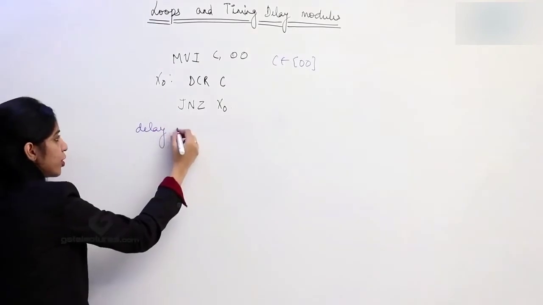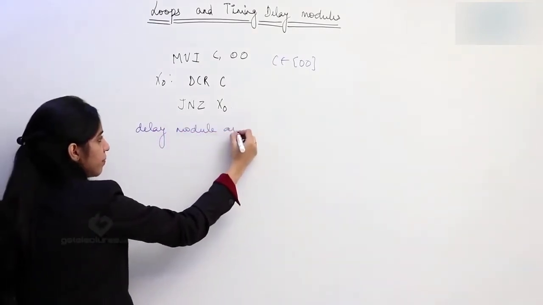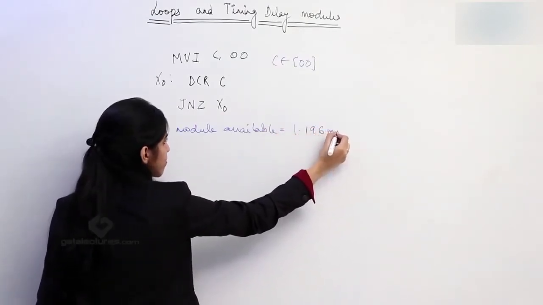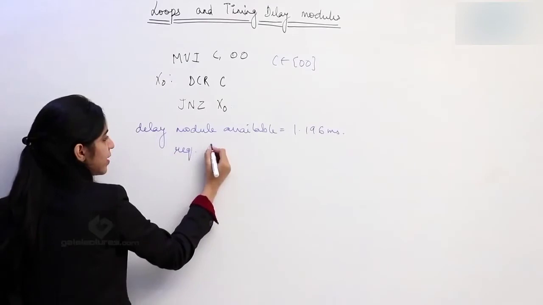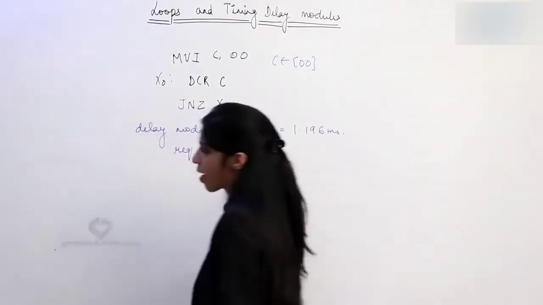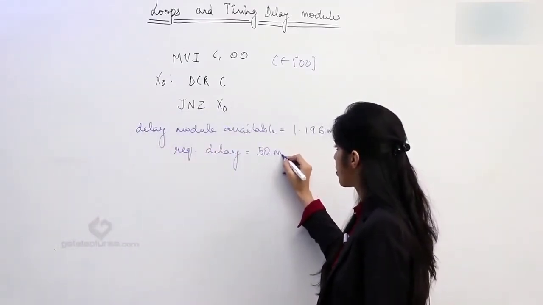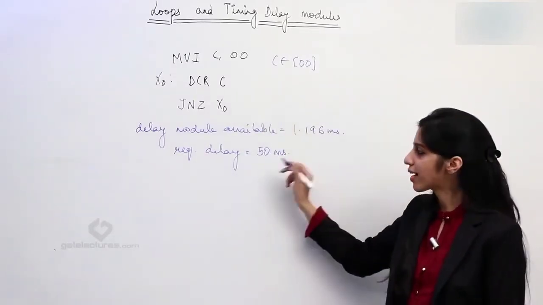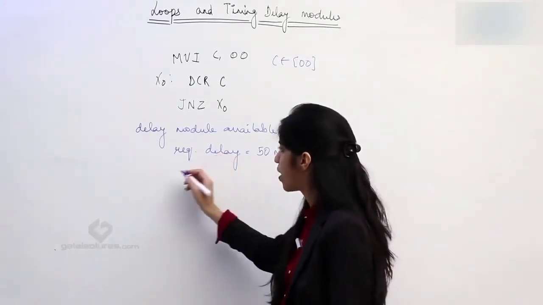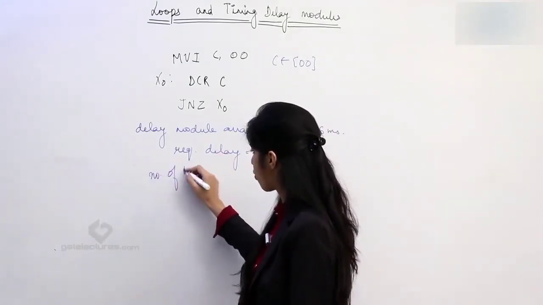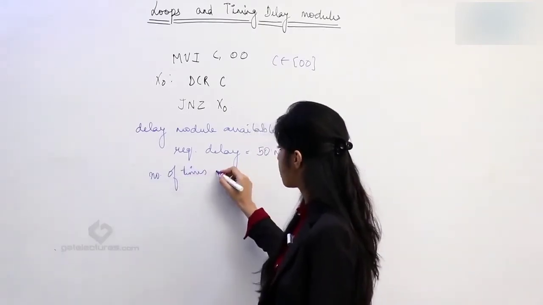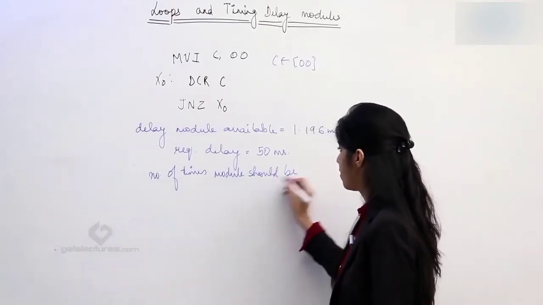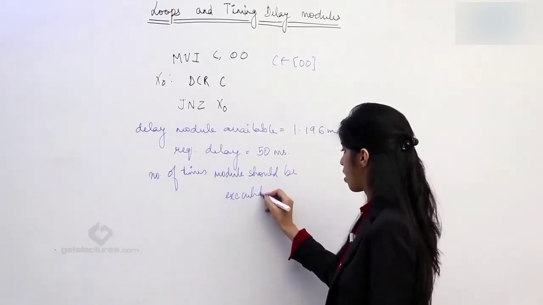Now see, this is the delay module available. We've just calculated this can produce a delay of 1.196 milliseconds. Now suppose you require a delay of 50 milliseconds. The question is, how many times should I run this module so that I can get a delay of 50 milliseconds? So what do I do? The number of times the module should be executed.